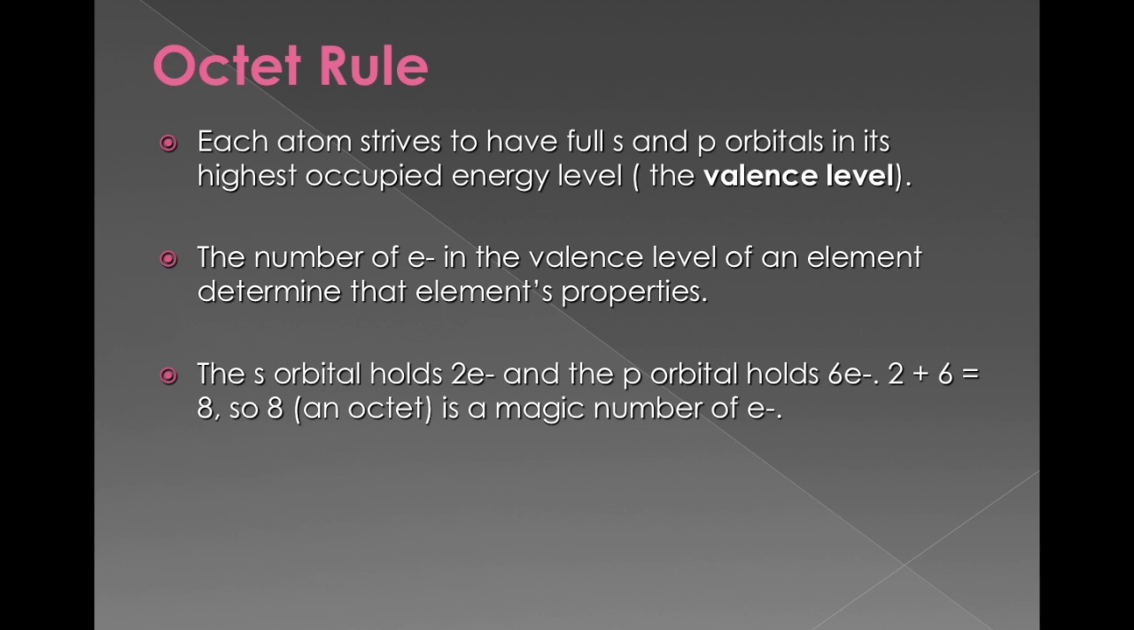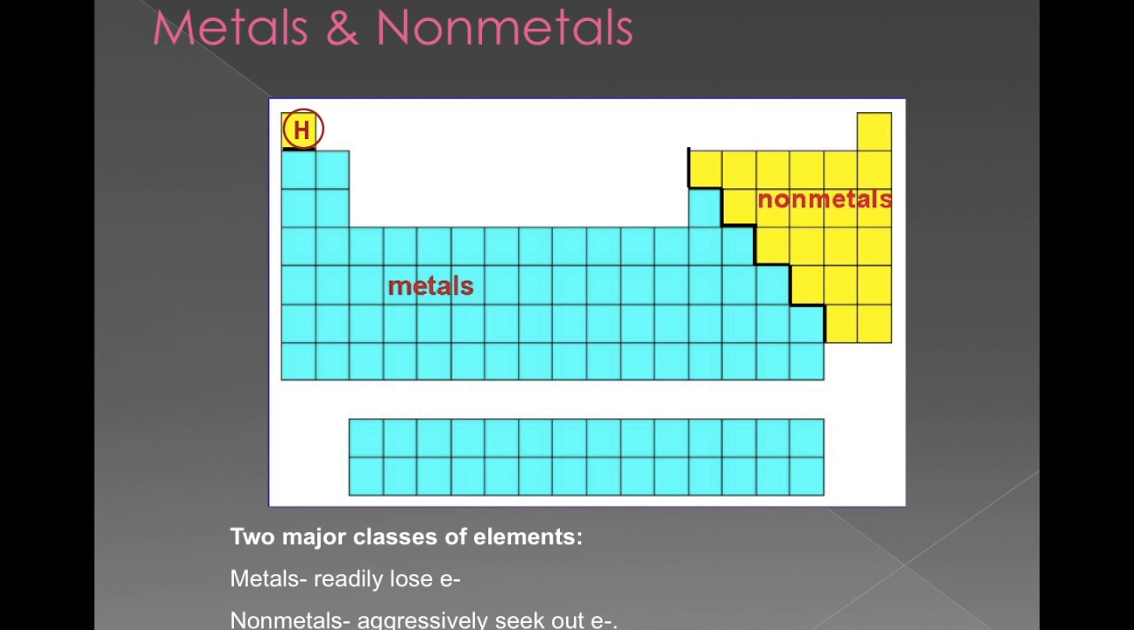And just also a review of what exactly the octet rule is. Recall that an s orbital holds a maximum of 2 electrons and the p orbital holds 6. So together 2 plus 6 equals 8. So 8 is an octet, which is a magic number of electrons. Now again, we do have d and f orbitals, but the filling of these is a little bit more complex, and we're not going to talk about these as much in this class.